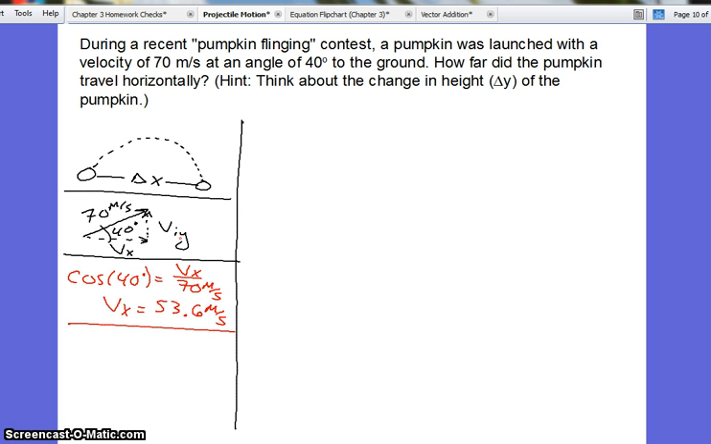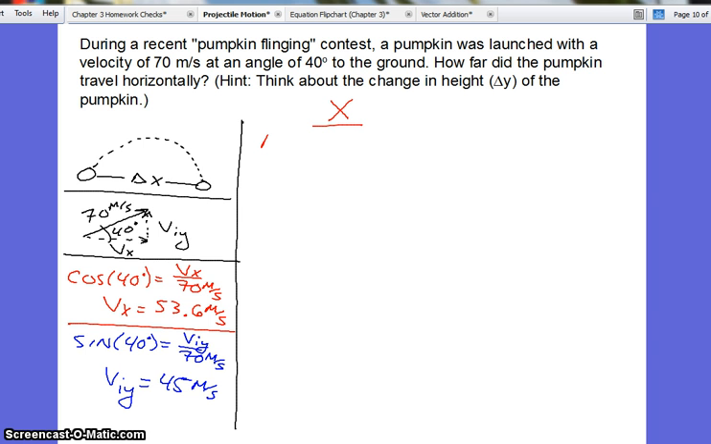To solve for Viy, that is the opposite side, and so we're going to use the sine. Sine of 40 degrees is the opposite, which is Viy, over the hypotenuse, which is 70 meters per second. Multiply each side by the 70 meters per second, and we get Viy is 45 meters per second. It is up, and so it is positive. That is the only difference between launching at an angle and launching horizontally. Everything else is the same.